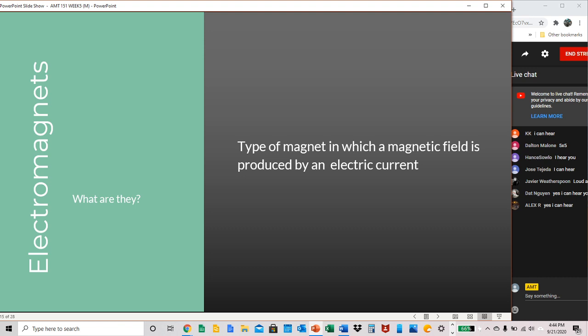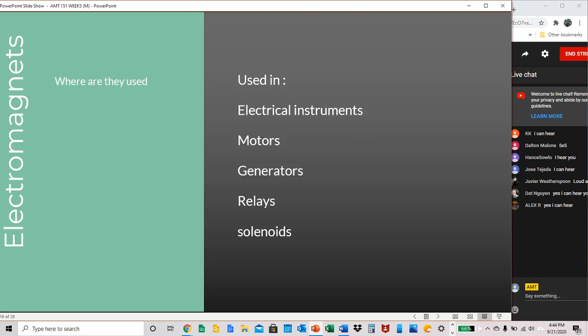Electromagnets, what are they? Electromagnets are a type of magnet in which a magnetic field is produced by an electric current. We use electromagnets in certain components, such as electrical instruments, motors, generators, relays, solenoids. These components all can use electromagnets because they can use that production of an electrical current through these electromagnets.